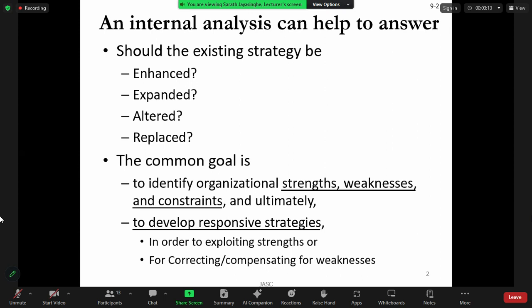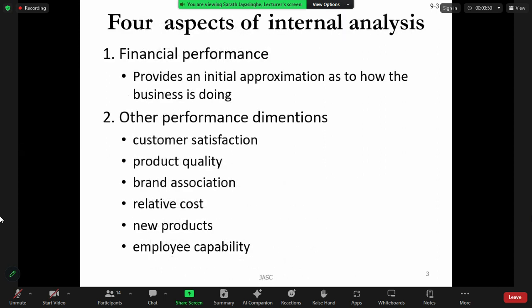That is our goal. The common goal is to identify organizational strengths, weaknesses, and constraints. That is what we are doing under internal analysis. We are trying to identify strengths and weaknesses and also constraints. And then ultimately we can develop responsive strategies in order to exploit strengths. If we have some strengths, we have to exploit them. And also correct and compensate for weaknesses. If there are some weaknesses on our side, we have to compensate. So we can think about our existing strategies and strengths, and we can do something. That is the purpose.